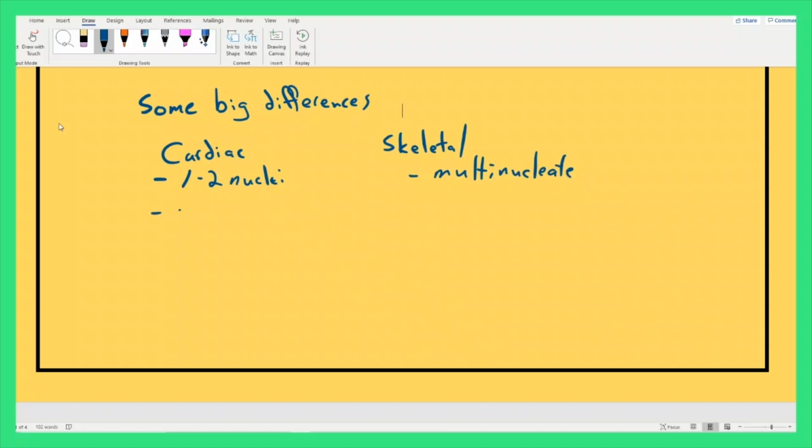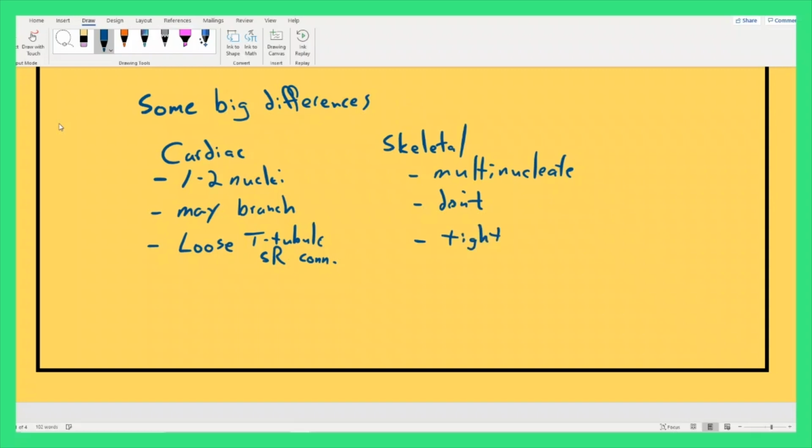Cardiac muscle fibers may branch. Skeletal muscle fibers, they typically don't. Cardiac muscle fibers have loose T-tubule sarcoplasmic reticulum connections. We already mentioned that. Skeletal muscle fibers have tight ones. They butt right up against one another.